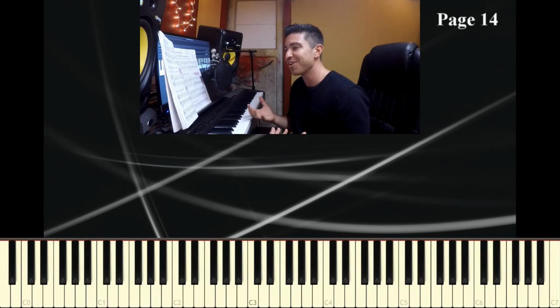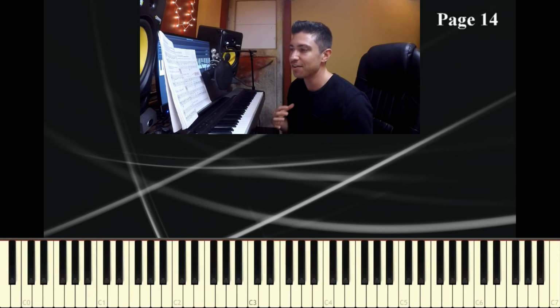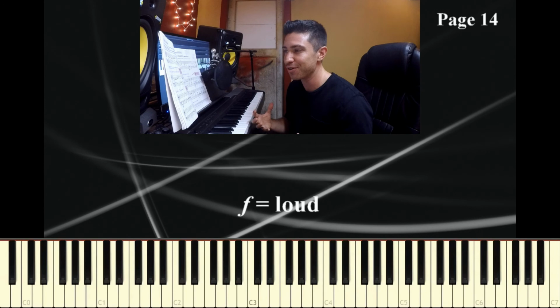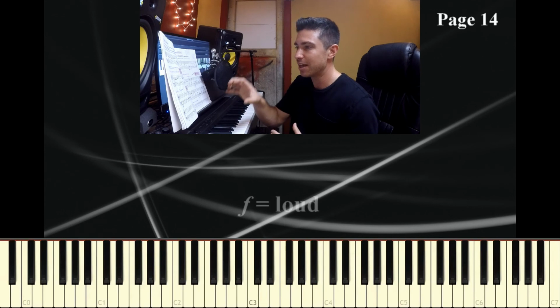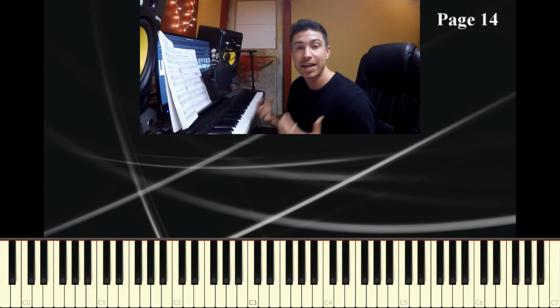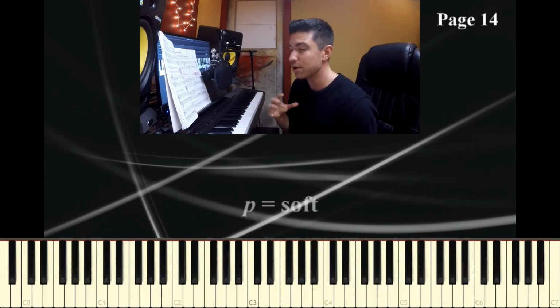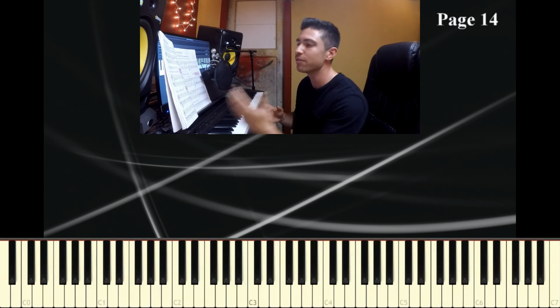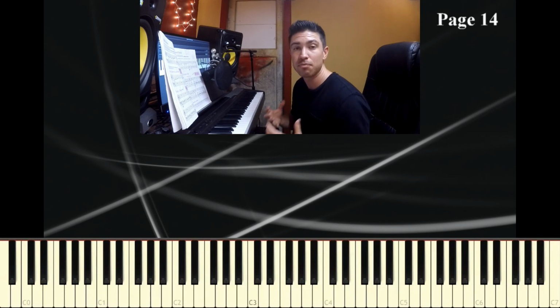An easy way for me to remember it is I think of the letter F like when you stub your toe, you kind of scream the F word, right? Because it hurts so bad. That's how I remember: whenever I see the letter F on a piece as a dynamic sign, I always think to play that piece loud. And then the P, you can think of as the opposite, or you can think of psst, psst, right? You're whispering, so you're trying to be not loud. So whenever you see that P, just think of playing the song softly.